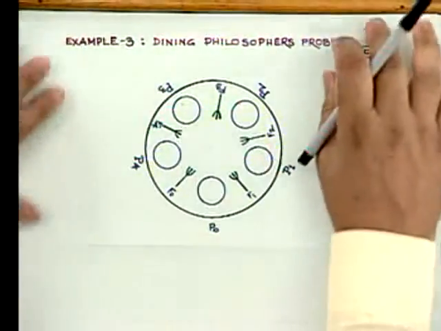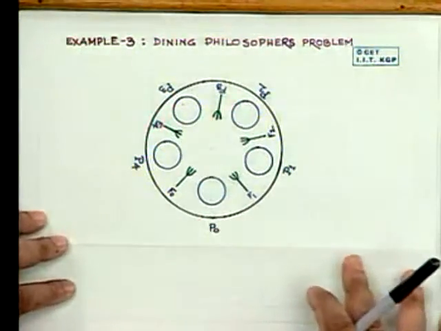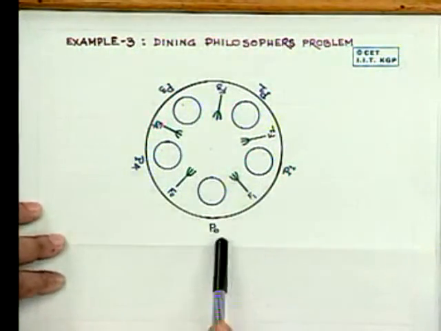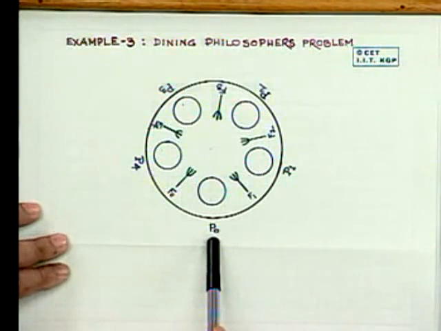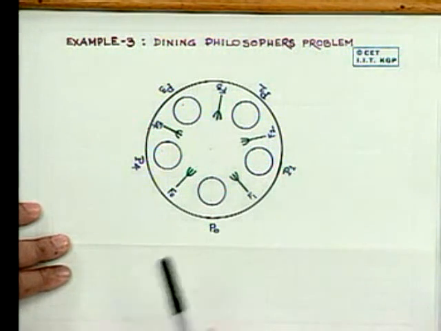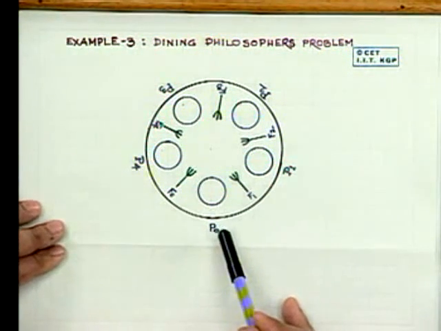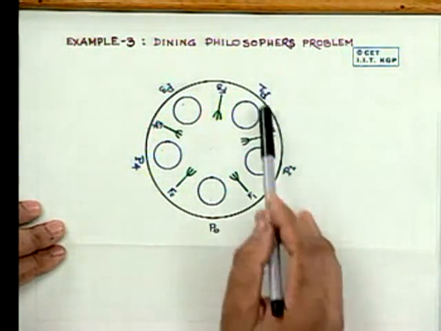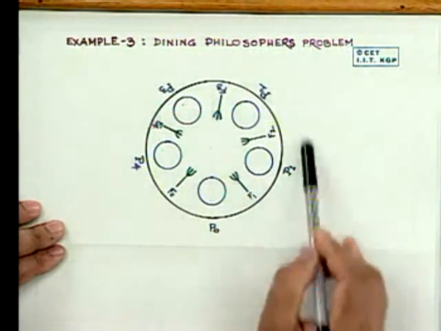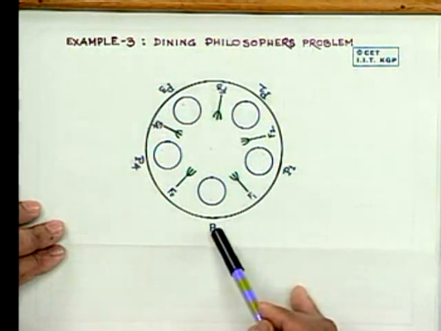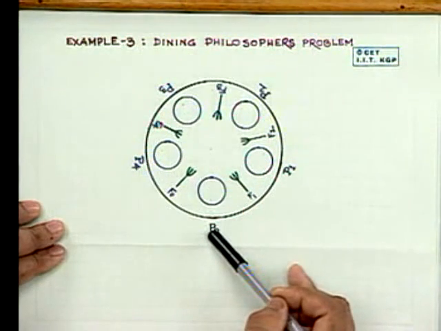is called the dining philosopher problem. Here is the dining philosopher problem, once more a very classical problem. Here we have 5 philosophers: P0, P1, P2, P3 and P4. These are the 5 philosophers, sitting around a round table.